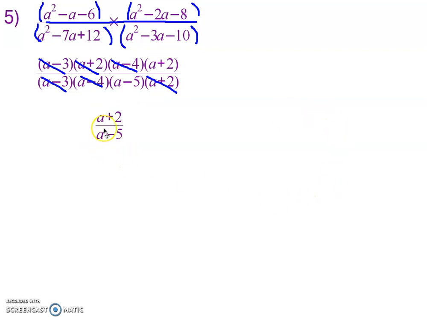You are not allowed to cancel these a's. There is one on top and bottom. However, that plus sign and that minus sign are gluing those two terms together. The only way you're allowed to cancel is if you cancel the entire term, a +2, off with an a +2 in the denominator. You are not allowed to cancel with addition and subtraction in the middle, only with multiplication. Alright, let's move on to the next example.